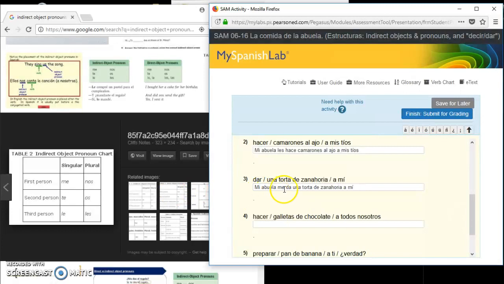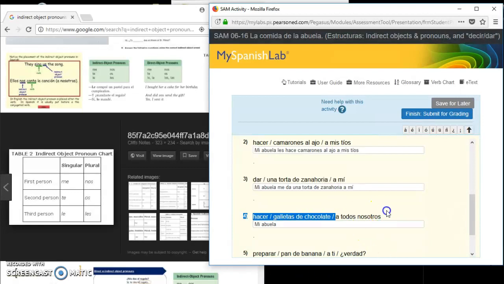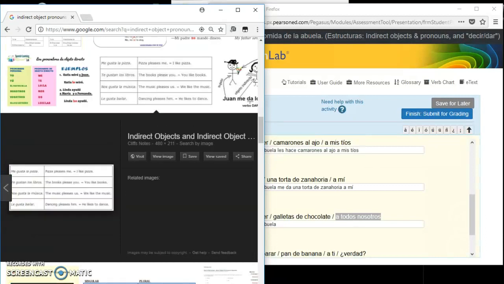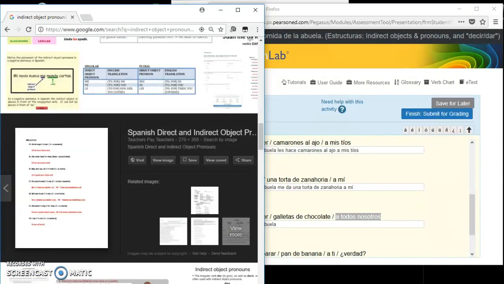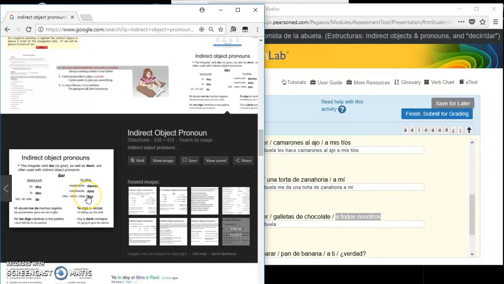Mi abuela me da una torta de zanahoria a mí. Me, and then the correct conjugated verb of dar, da. And then mi abuela a todos nosotros. Let's see if I can find the better one. Nosotros.